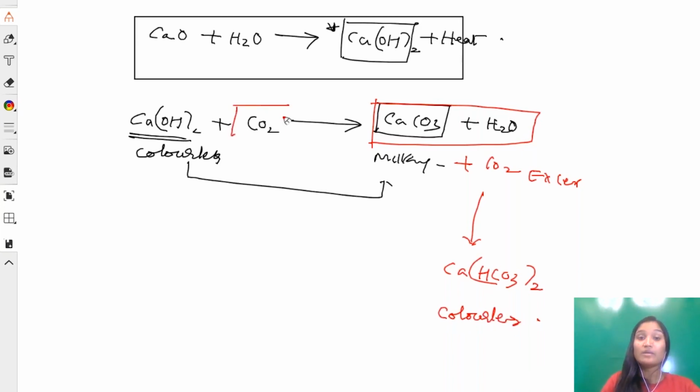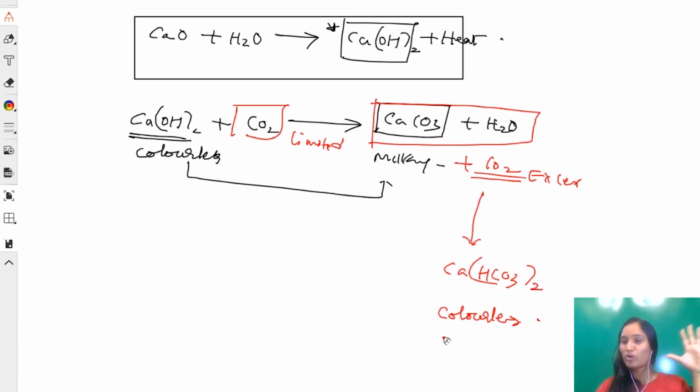So if you pass a limited quantity of carbon dioxide, it leads to formation of a milky white precipitate. It looks beautiful also. But if you pass excess of carbon dioxide, it leads to formation of a colorless solution again. Why? Because calcium bicarbonate is formed here. How many of you are clear with this particular equation? This is a very, very important equation and question also. Yeah, we are all clear, is it? Well, that's good.